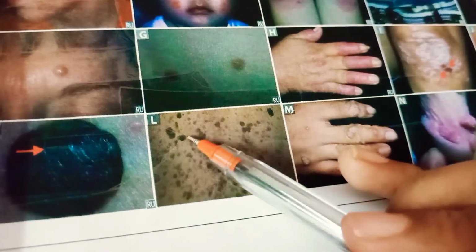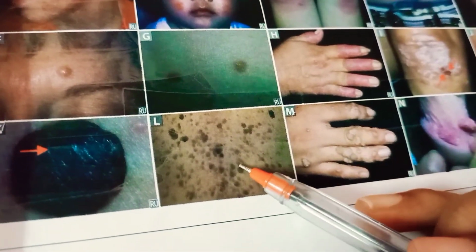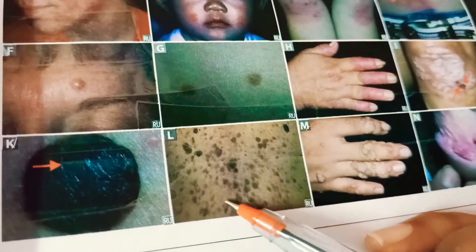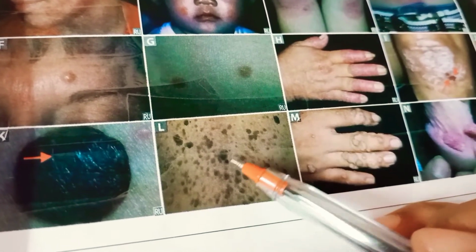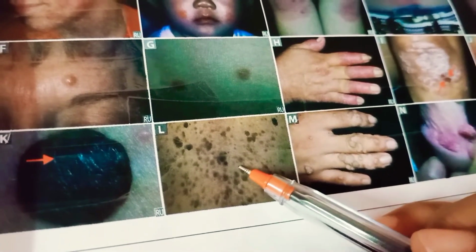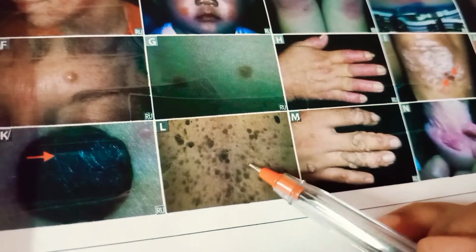Next, coming to the Leser-Trélat sign. It is rapid onset of multiple seborrheic keratoses, indicating possible malignancy, especially GI adenocarcinoma due to cytokines. Actually, it is from a velvety surface.